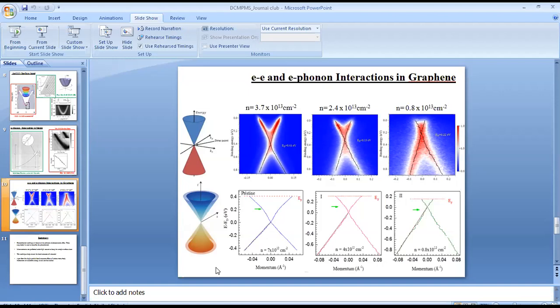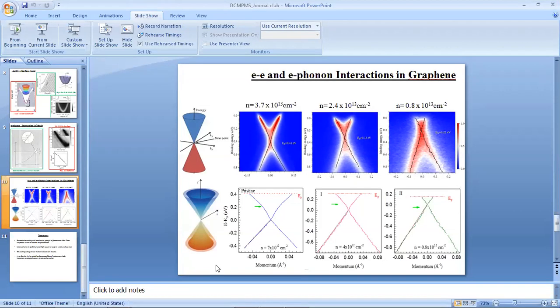It's possible. There are some international beam lines where you can do it at a resolution of 1 meV, or some laser sources where they give you 1 meV or 2 meV of resolution. But for these experiments, as I showed here, for this particular graphene, the resolution was something like 10 meV.